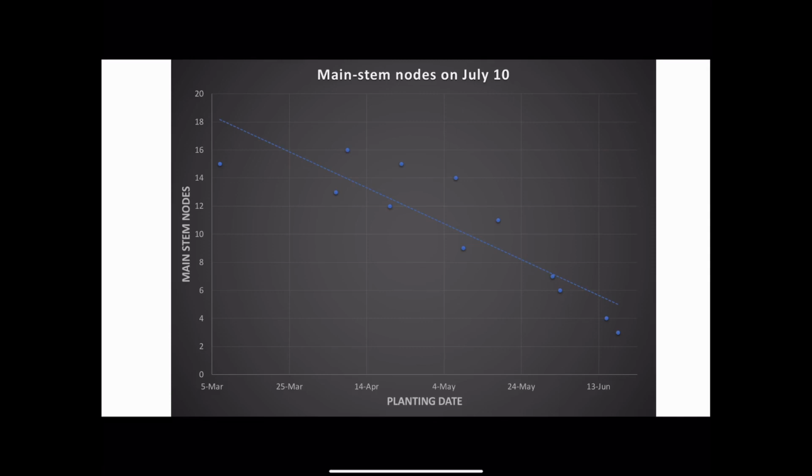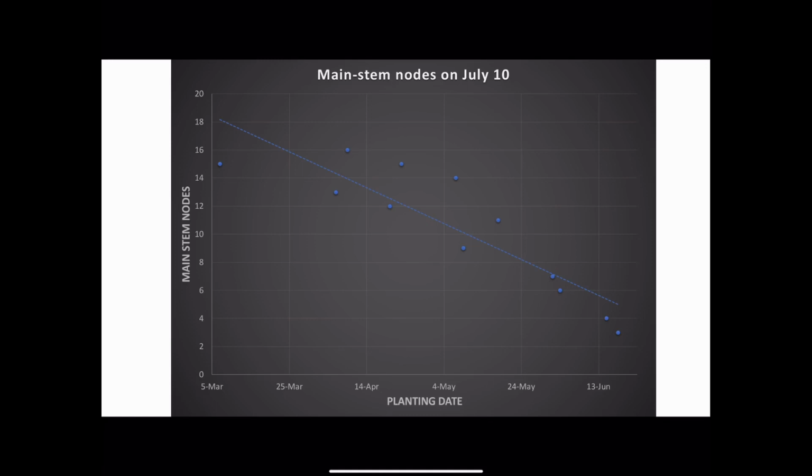Taking this concept a little bit further, when we consider how much the plants have grown by the time they start to flower or by midsummer, we can measure nodes. Now nodes are the most important factor when it comes to determining what the final yield of a field is going to be. The more nodes you have, the more yield potential you have.